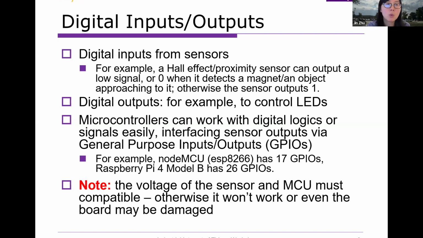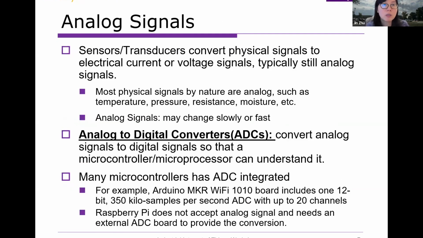Okay, so that's about digital signals. For the analog signals, we know that most physical signals in the world are by nature analog, such as temperature, pressure, resistance, moisture. All those are analog signals. So the transducers or sensors will convert those physical signals to electrical current or voltage signals. Those also are analog.